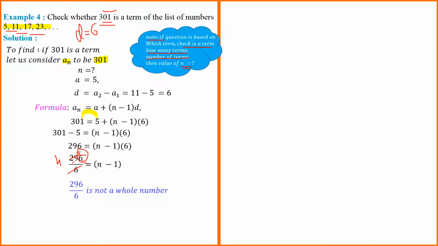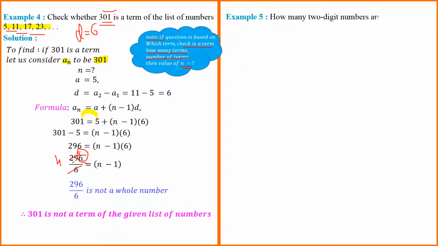So now let us go ahead with this. 301 is not a term of the given list of numbers, just because the value of n is not a whole number. Coming to the next question: how many 2-digit numbers are divisible by 3? You just check what the question is. How many is again the value of n to be found. When there is the word how many, the value of n is to be found.